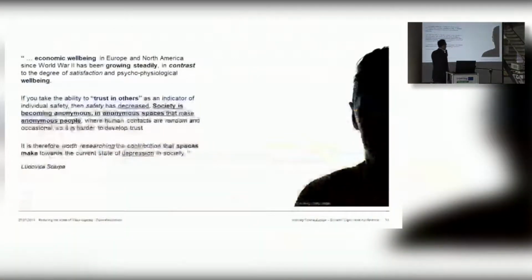I want to highlight some quotes by Ludovica Scarpa. Ludovica Scarpa is a teacher in Venice. And it's interesting, this sentence, from my point of view: society is becoming anonymous in anonymous spaces that make anonymous people. So she believed that the design of a space, the design of an urban space, if we design it in an anonymous way, we are also influencing, we are affecting people in order for them to become anonymous as well. We have a big social problem, probably.